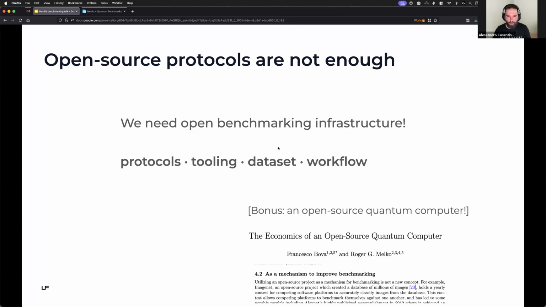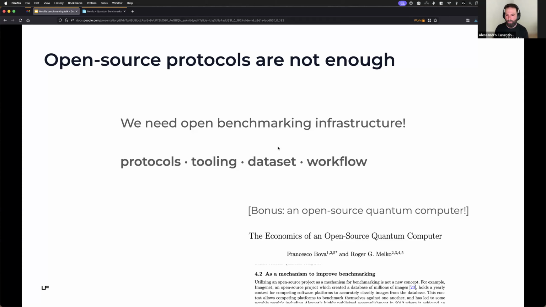And in fact, the bonus thing we would like to have is also full stack open source quantum computers. There is some effort to build them, but we are not there yet. That would also be yet another mechanism to improve benchmarking. This is a paper that made that argument. It's called The Economics of an Open Source Quantum Computer. I highly recommend it.